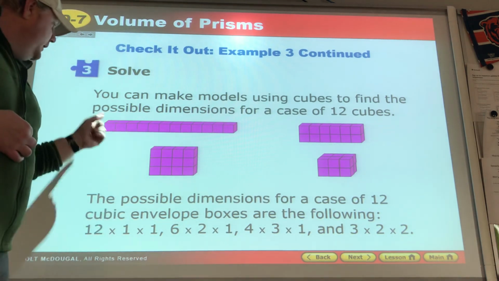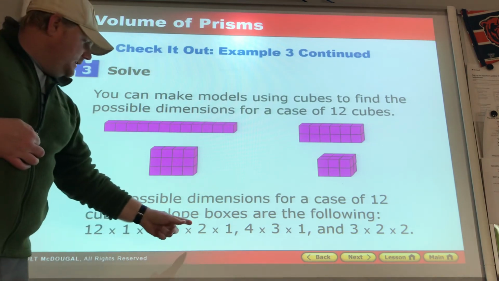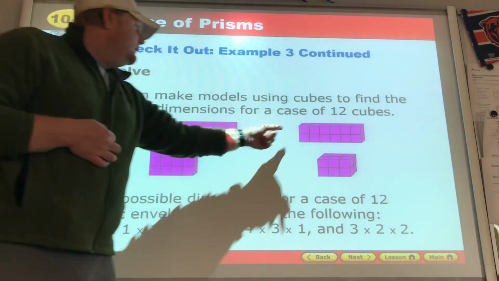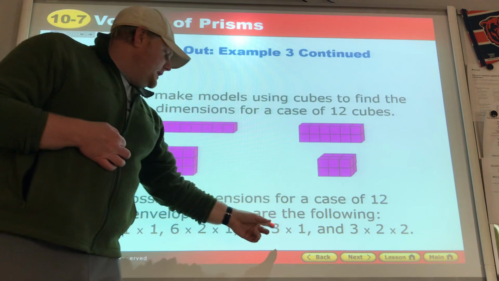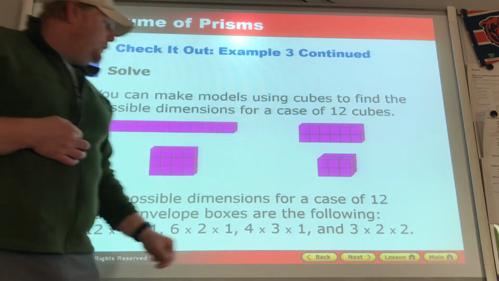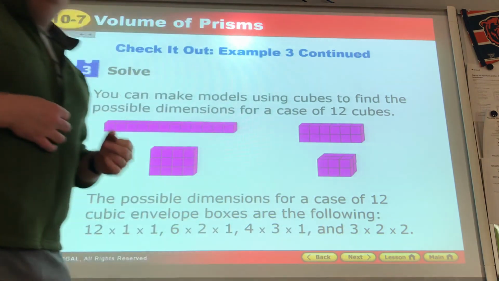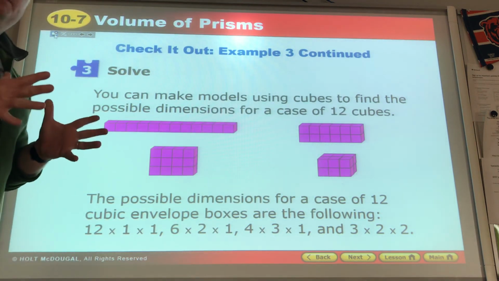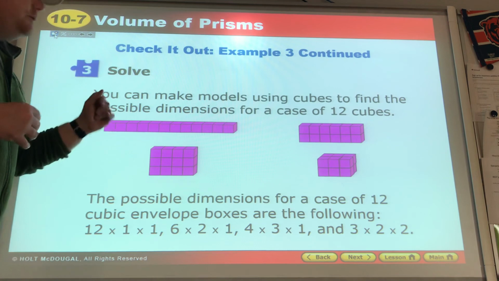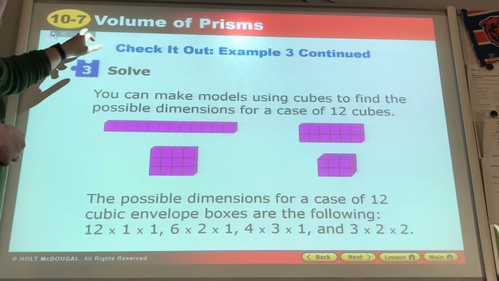12 by 1 by 1, that's that one. 6 by 2 by 1, that's that one. 4 times 3 times 1, that's that one. Or we could arrange the cubes in 3 times 2 times 2. We would have the blocks and we would set them up in class and we'd give you different ways so you could make these. Sorry that doesn't happen this year.